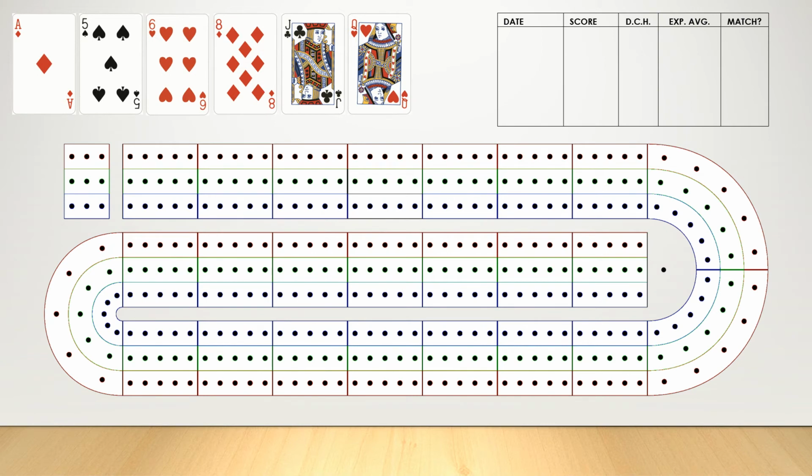Let's look at the 9 different times this hand has been posted in the history of Daily Cribbage Hand. The table at the top shows the date and the score; DCH is Daily Cribbage Hand. To the right of that is the expected average, and we have a match column.